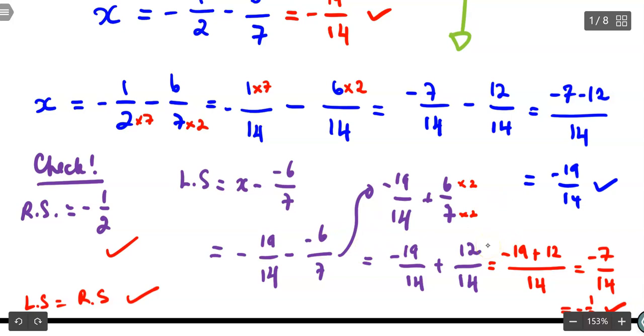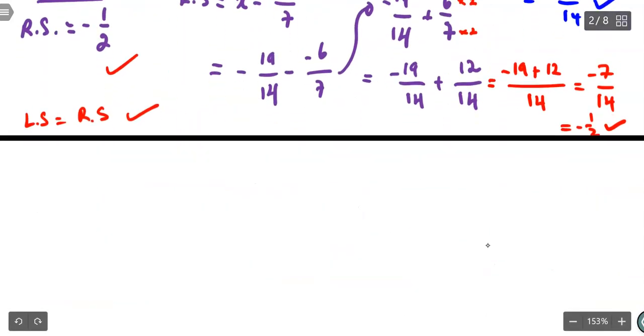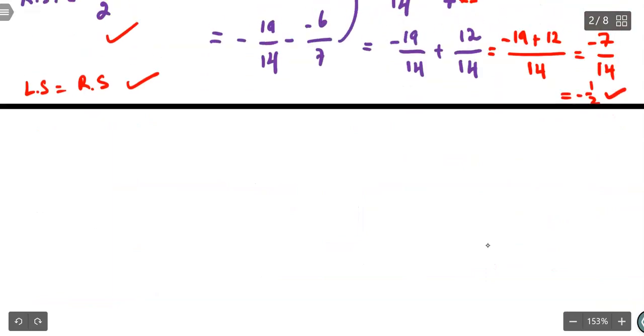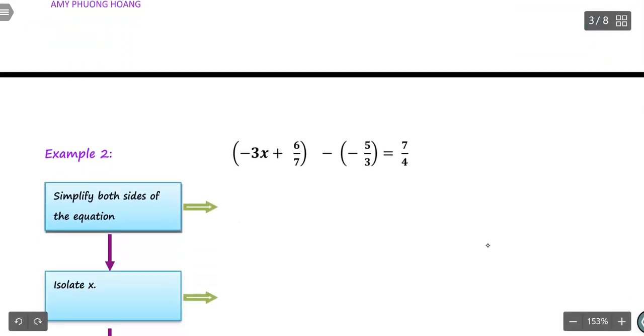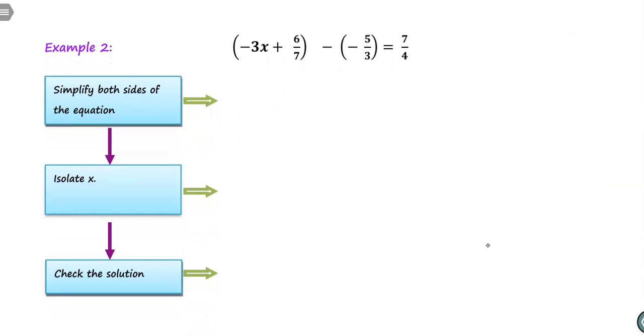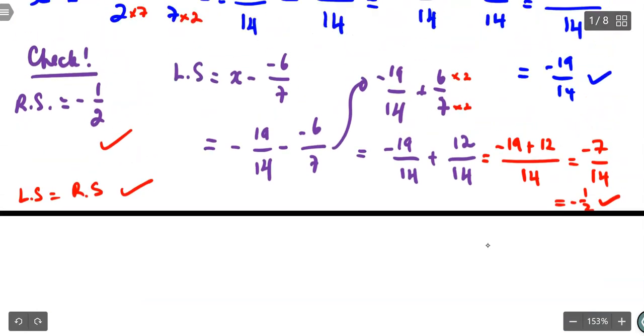Okay, so let's continue with the next example. For the next two examples, I probably will skip the checking step because I think you can always do this on your own. Alright, for the next example, I actually provided myself quite a lot of room on this paper, so I'm going to skip that.